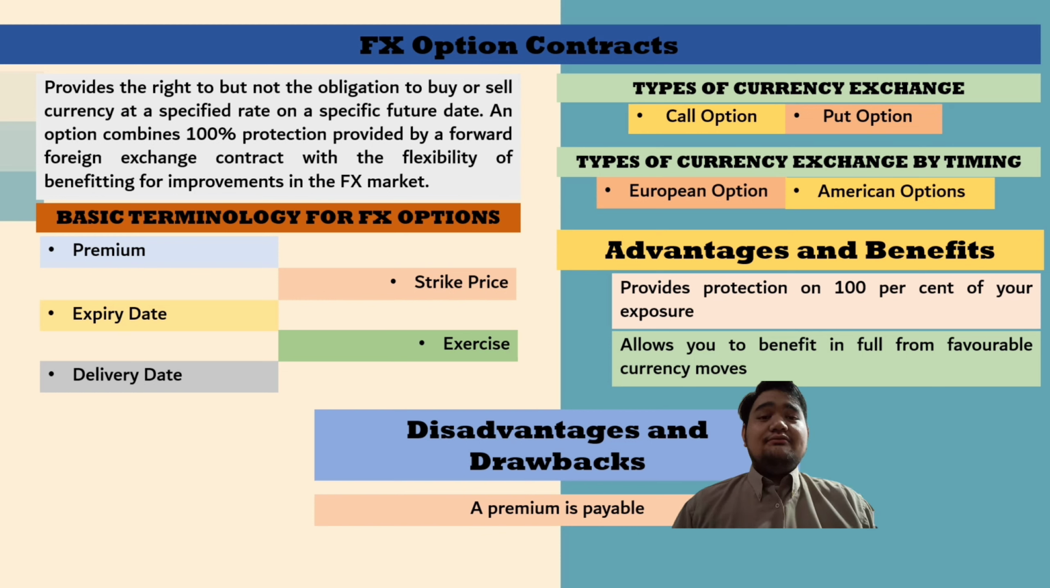Besides that, there are a few advantages and disadvantages of option contract. The first advantage of option contract is that it provides protection on 100% of our exposure, and the second is that it allows us to benefit in full from favorable currency moves. While the disadvantage of option contract is that premium is payable.